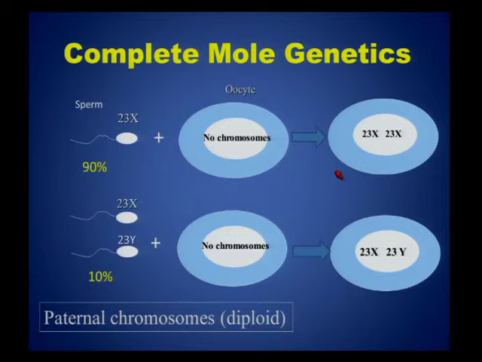And here's a schematic diagram showing the sperm with a 23X haploid chromosome fertilizing an empty or inactive chromosomal oocyte, and then forming, with duplication, a 46XX chromosome complement in this complete mole. Less commonly, we have 2 sperm invading or fertilizing an oocyte without chromosomes and yielding a 23X, 23Y, 46XY complete mole. Again, paternal chromosomes only, diploid, but paternal chromosomes.